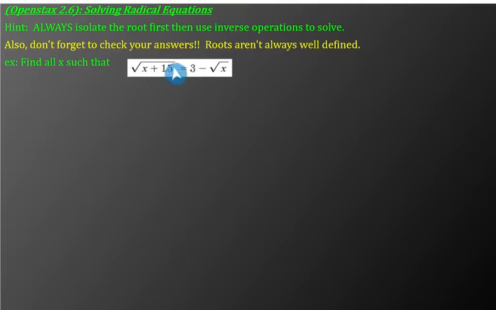I have a root function isolated, right? It's by itself on this side. So the inverse operation to kill the square root would be to square it, right? And this is probably where you can start to see what I did in the last problem and why that shows up. So this side's nice and easy because I literally just killed that square root, get x plus 15.